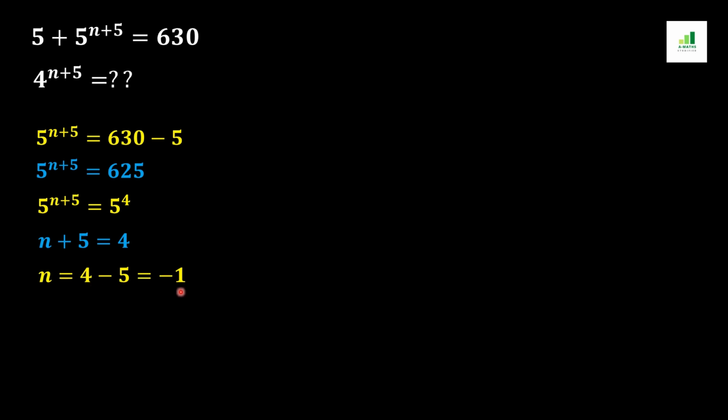Now, as we know that our required expression is 4^(n+5), we should replace the value of n with minus 1, and the plus 5 will remain the same. Now minus 1 plus 5 will be equal to 4, and as we know that 4 to the power 4 will be equal to 256, and this is the answer for this expression.